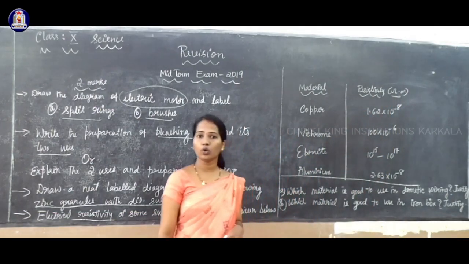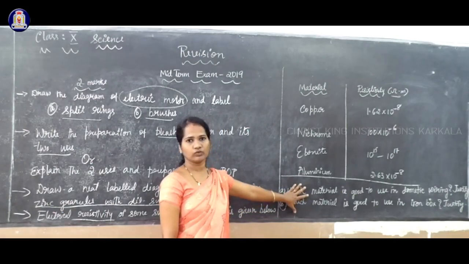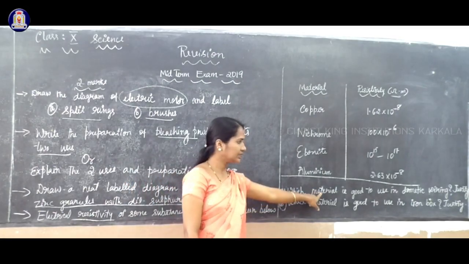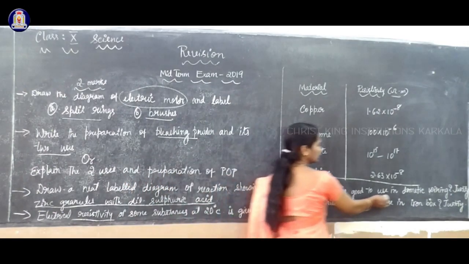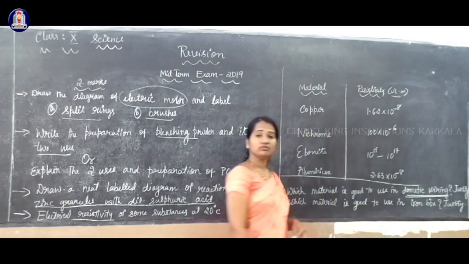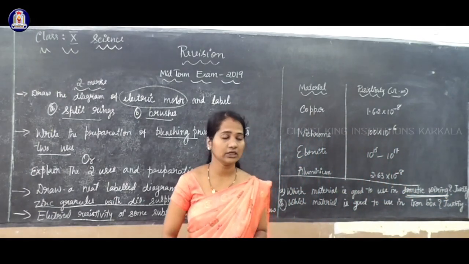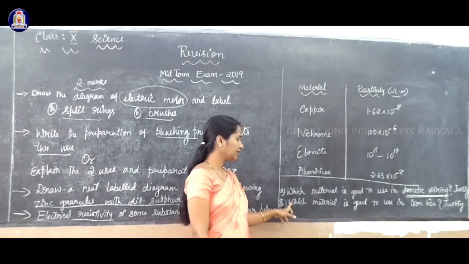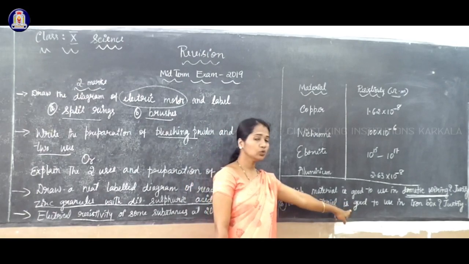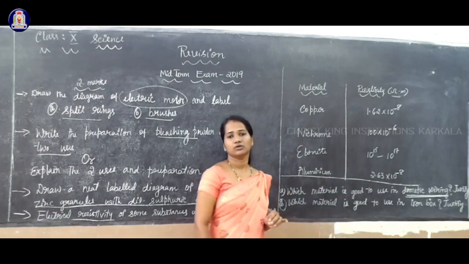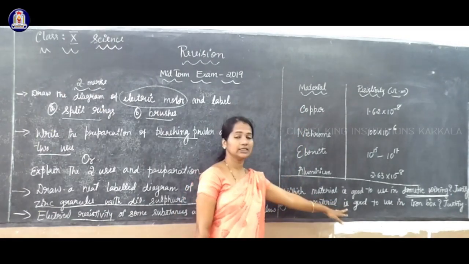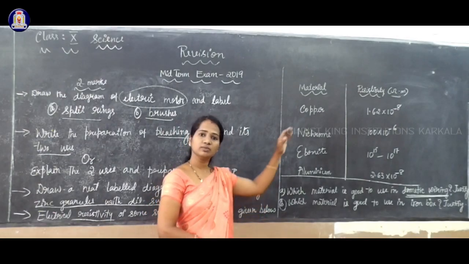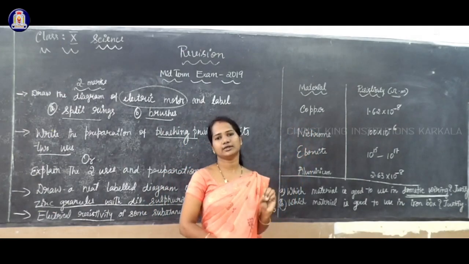Resistivity SI unit is ohm meter. You have to answer questions based on this table. So what is the first question? Which material is good to use in the domestic wiring? Which one out of this is used for domestic wiring? And the second question: which material is good to use in the iron box? Justify. Justify is nothing but you have to give the reason, which material you are selecting and why.